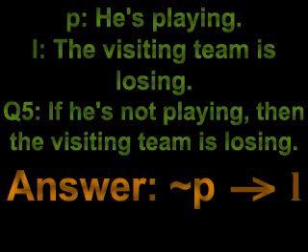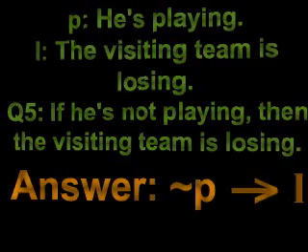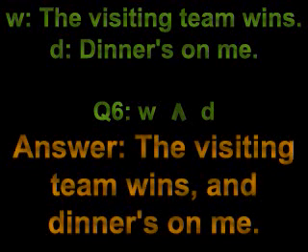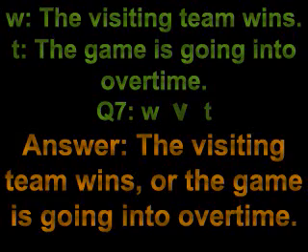Now let's do the reverse. Let's try translating logic text messages into English using the meanings we gave to the letters before. So let's start off with W upside-down V D. A possible translation for this would be, the visiting team wins and dinner's on me. How about W V T? A possible translation for this would be, the visiting team wins or the game is going into overtime.